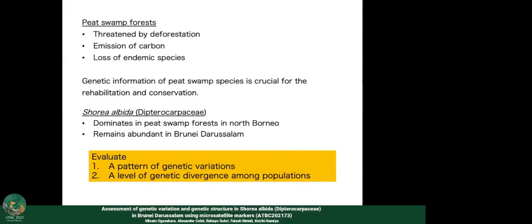Populations of Shorea albida in Brunei are fragmented, and genetic differentiation among populations has not been studied. So we examined the genetic variation in natural populations of Shorea albida in Brunei to support a project on peat swamp forest conservation. Especially, we evaluated the pattern of genetic variation and the level of genetic divergence among populations.